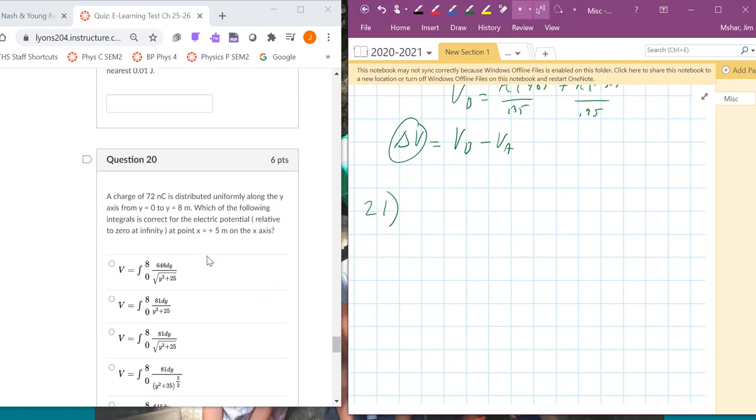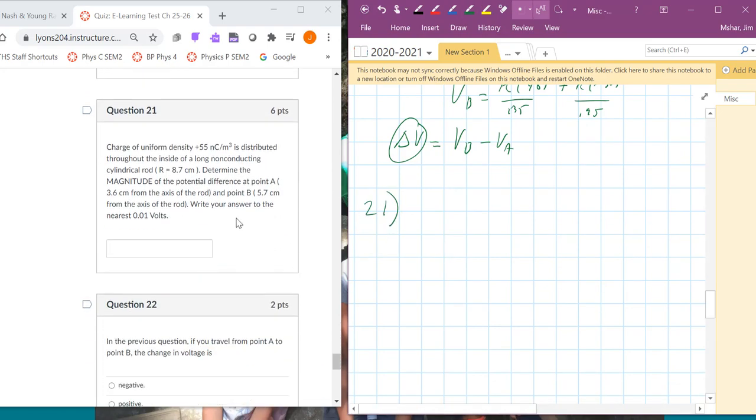Let me scroll down to that. So they give you a charge density in a cylindrical rod. The rod looks like this. It's solid, it's an insulator, non-conducting, and it's got a radius, I'll call that R, of 8.7 centimeters. They want to know the potential difference from 3.6 to 5.7. So here's 0. We're going from 3.6 to 5.7, so the whole time we're inside that rod.